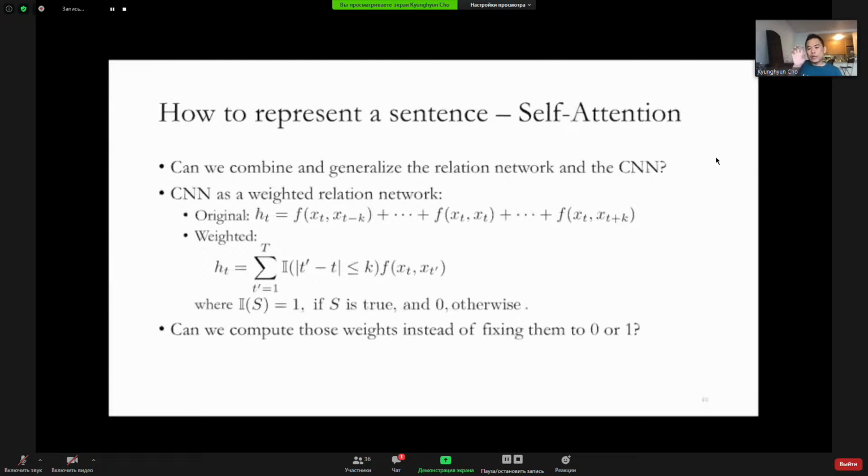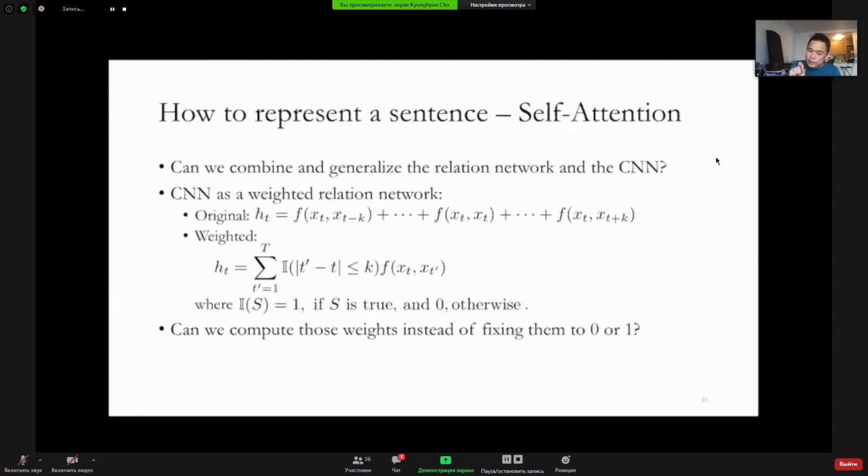This is one way to get to attention, in the sense that we can view the convolutional network, or the convolution, as a weighted relation network. So we're going to look at every pair of tokens centered at one token within a small window, and then we compute some vectors for every pair, and then we simply average them, but with a particular weighting scheme. That is, if you're further away than the window size, the weight is going to be 0. If you're within this window, then the weight is simply 1. So it's just adding all those feature vectors from the local window.